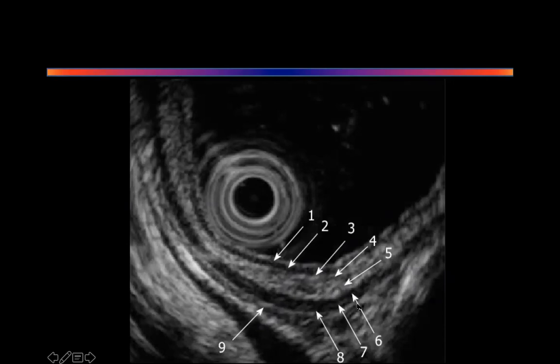Don't go into nine. Just tell me four layers you see on an EUS. From outside in. Adventitia, muscular layer, submucosa, and the mucosa. Muscular layer, what is there in the esophagus? Just a single layer or 2 layers? 2 layers, outer circular, inner longitudinal.